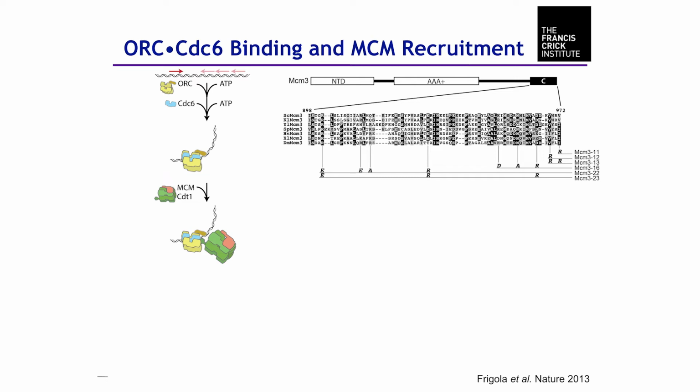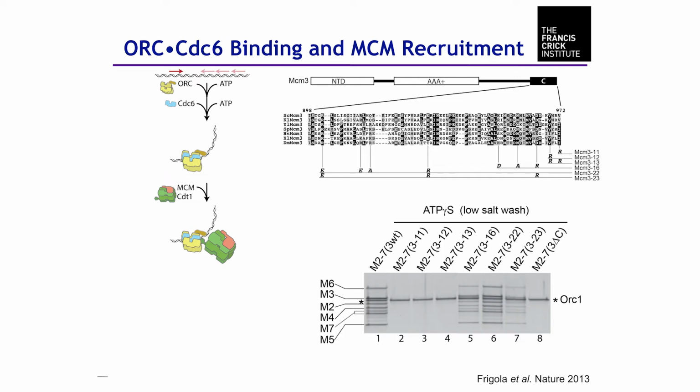And that's just shown here. This will be important in a couple of slides. So this mutant here, MCM3-11, which is a single amino acid change at the very end of the protein, completely blocks recruitment of the MCM complex in ATP gamma S and low salt. So the MCM complex is first recruited via this MCM3 winged helix domain. The other winged helix domains then interact with different ORC subunits going around, and that causes a conformational change in ORC that allows the DNA to straighten out.